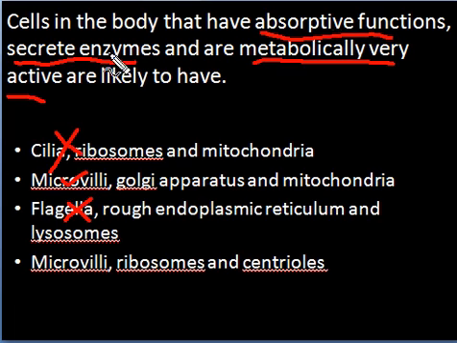Second, secrete enzymes. The word secrete means you have secretory vesicles being formed. So Golgi apparatus does that. So this one is correct too. And any cell which is metabolically active will have a lot of mitochondria. For example, muscle cells, in athletes who exercise a lot, they will have a lot of mitochondria. So all three are correct.